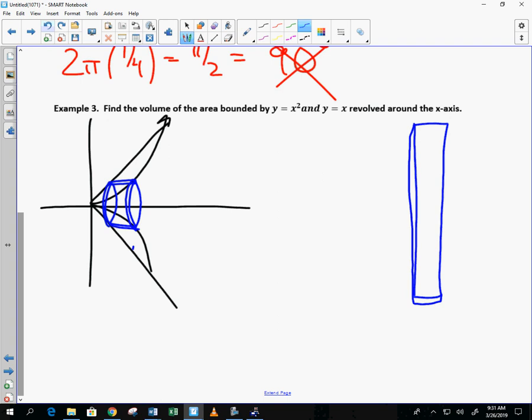What's the thickness of the rectangle? dy. What's going to be this amount right here? Okay, so you see the x squared minus x, but it has to be in terms of y, doesn't it? So this one is just x equals y, so that's no big deal, right? And then this one is x equals the root of y, right? So all of a sudden it's the root of y minus y.